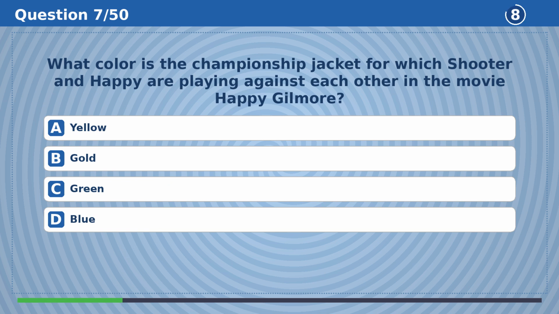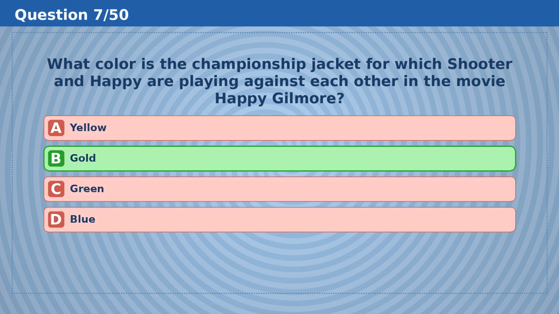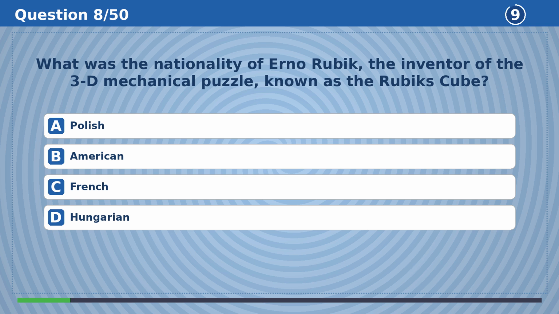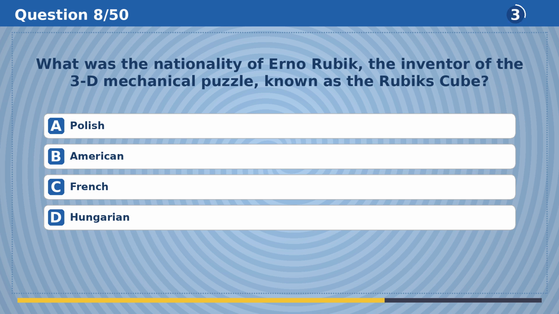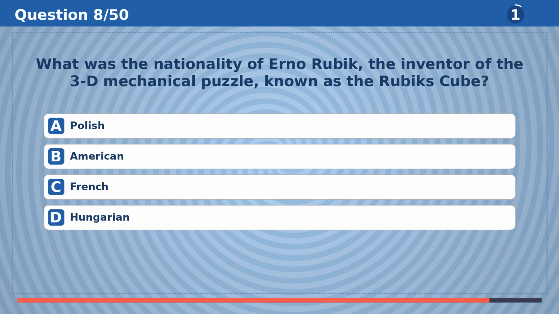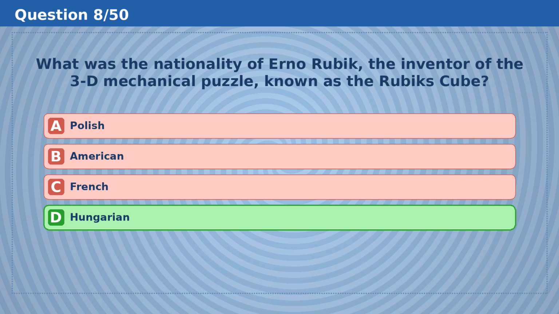What color is the championship jacket for which Shooter and Happy are playing against each other in the movie Happy Gilmore? The answer is B. Gold. What was the nationality of Erno Rubik, the inventor of the 3D mechanical puzzle known as the Rubik's Cube? The answer is D. Hungarian.